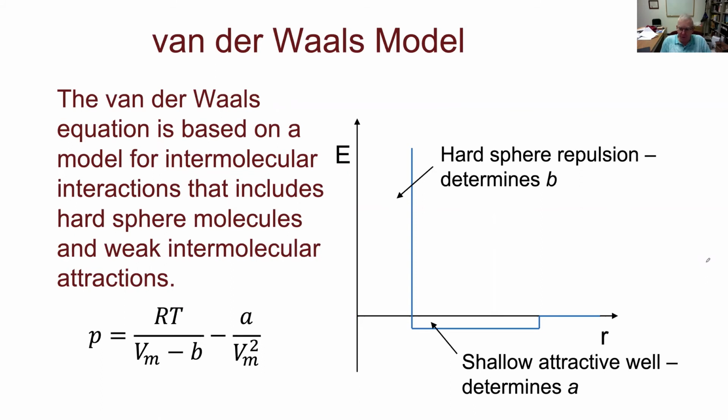The van der Waals equation, which is on the bottom of the screen down here, that's the equation of state for a collection of particles that interact in accordance with the potential arrangement that's drawn over here. Okay, so what does this thing say?